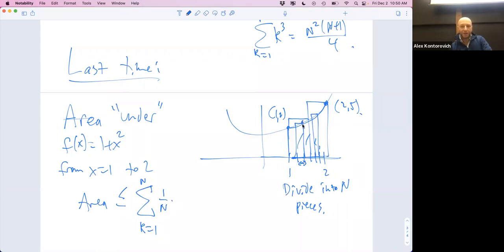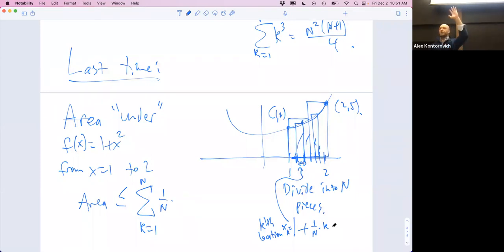And the height of each rectangle, so what is the kth point here? We keep skipping by 1 over n. So we start at 1, and then the kth location, let's call this x sub k. This is x1, x2, x3, up to x 1,000 if n is 1,000, whatever. So the kth location is 1 plus 1 over n times k, right? We've shifted over k times.